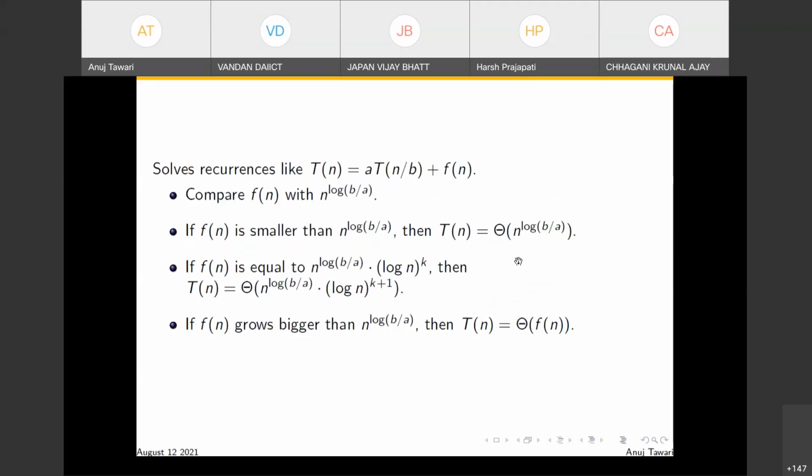So this is what the master theorem is. So we'll see some more examples now. I'll stop sharing this.